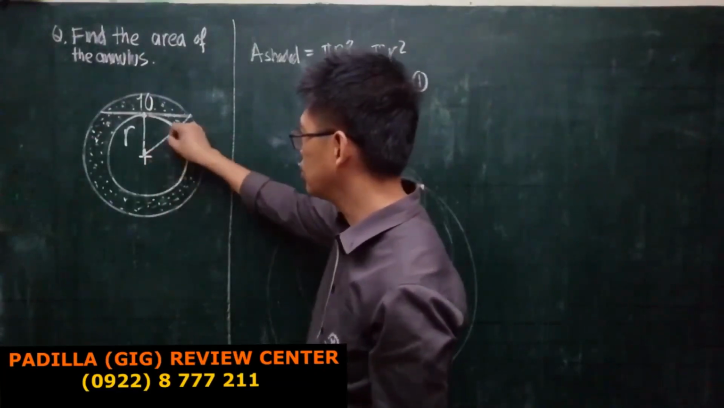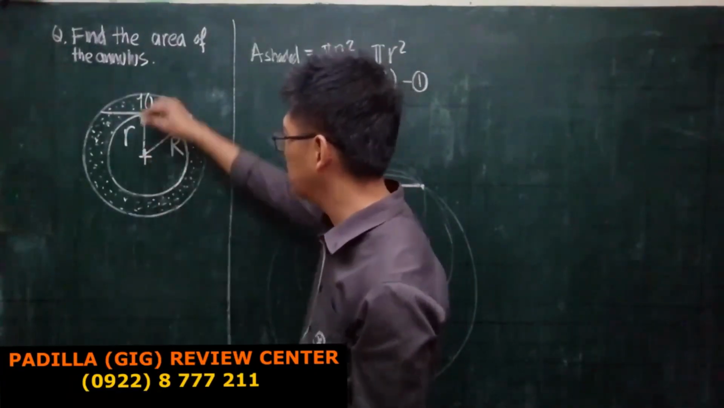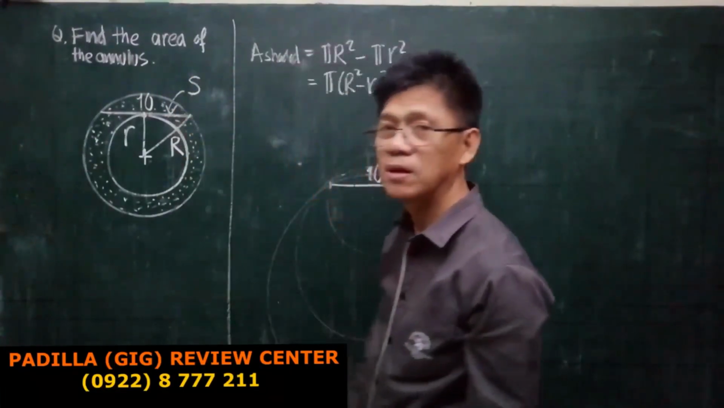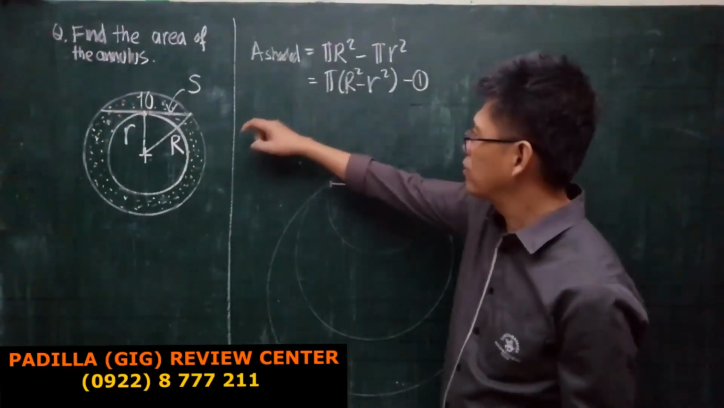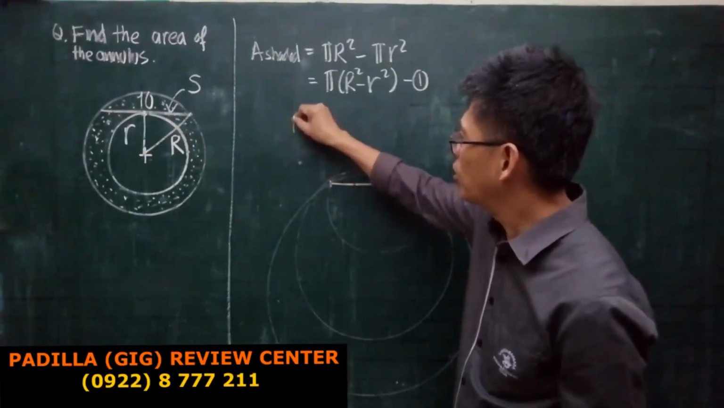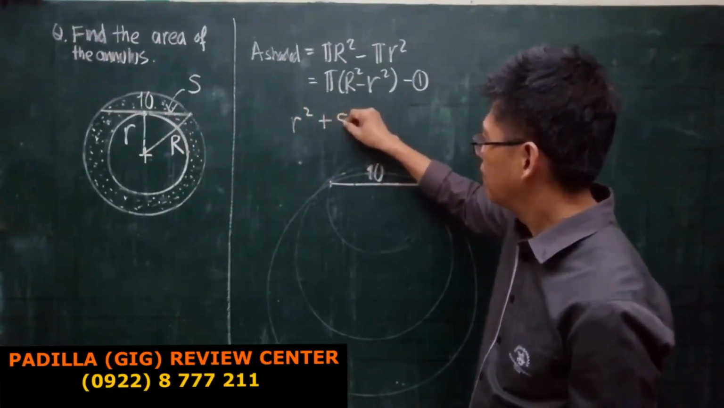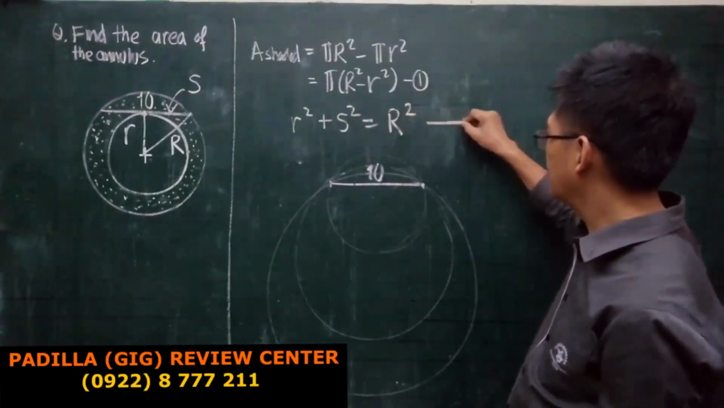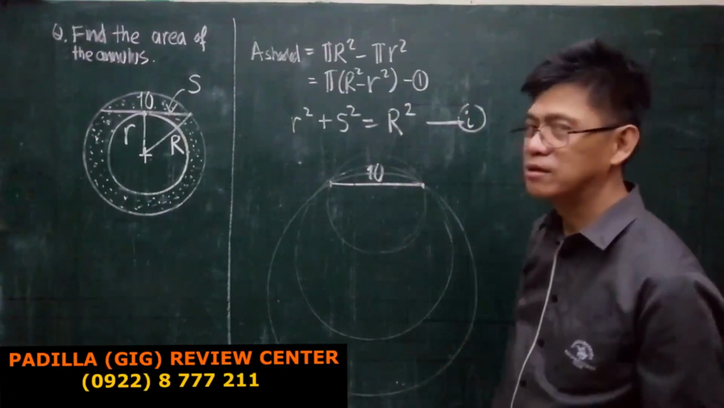This is the radius of the big circle. And by symmetry, kung eto 10, this must be 5. So applying Pythagorean theorem to this triangle, we have small r squared plus 5 squared is big R squared. Let me call this equation 1.